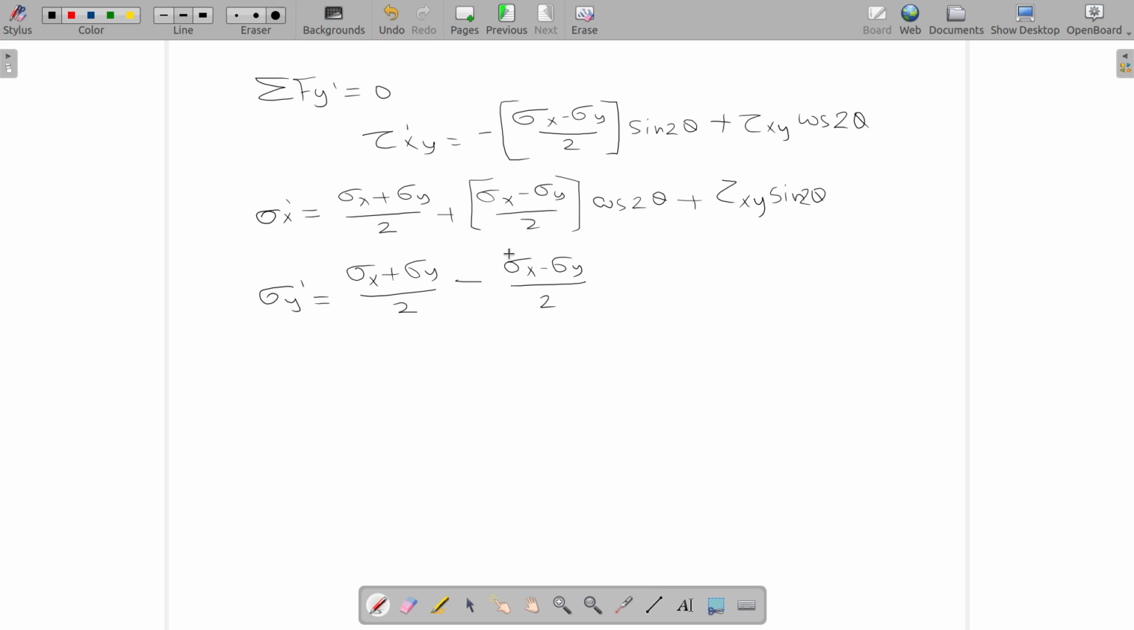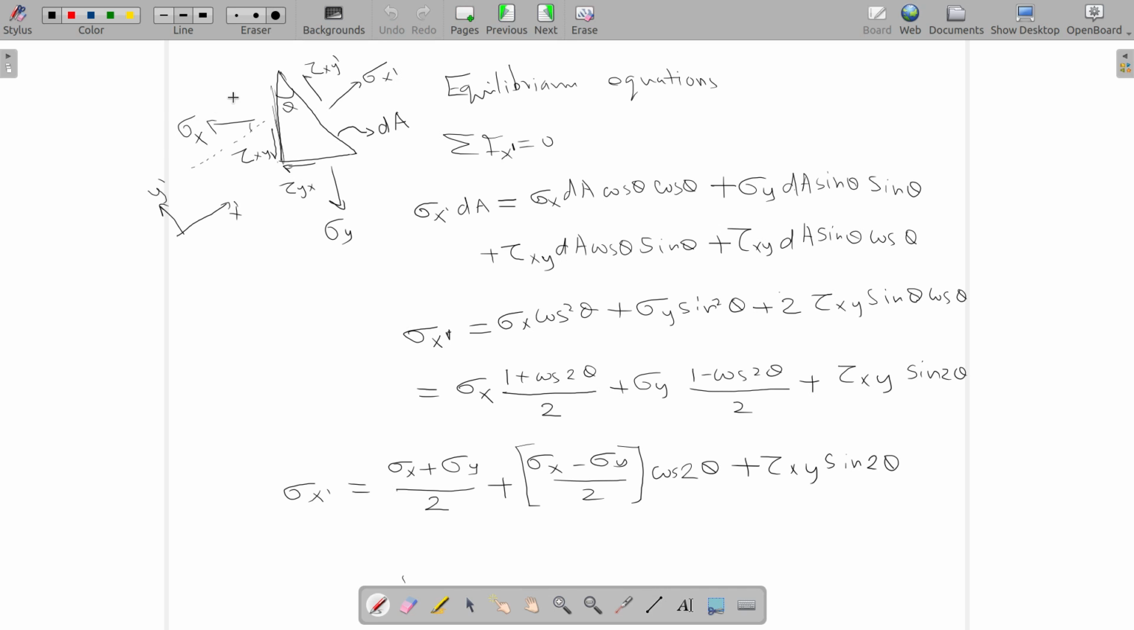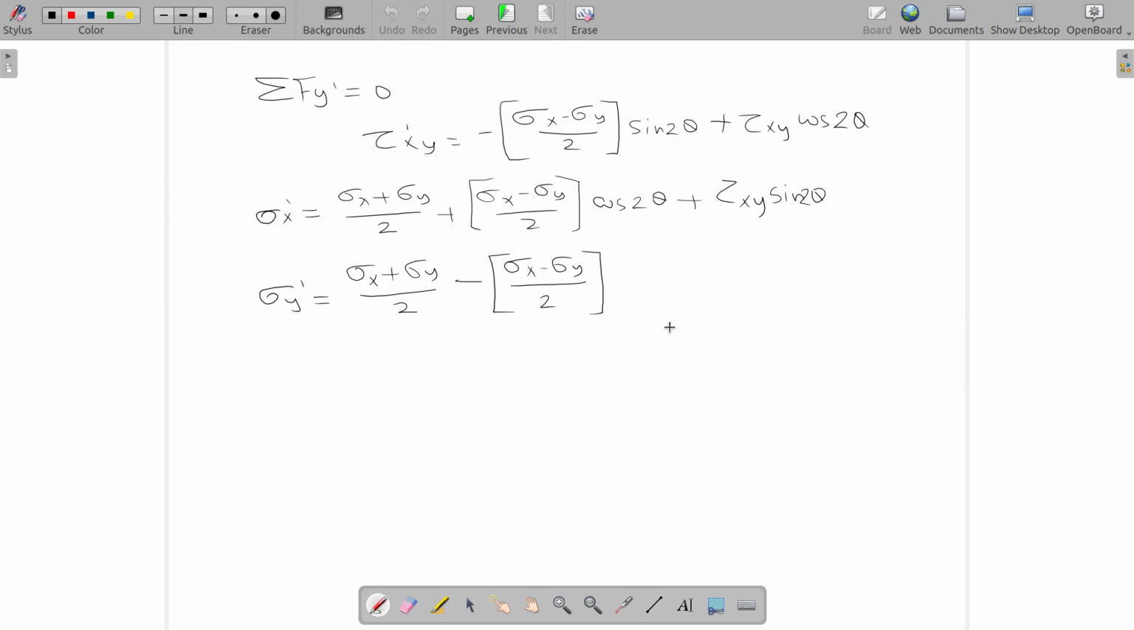So what procedure will you follow to find out sigma y dash? Sigma x dash you obtained by taking this plane. So for sigma y dash you have to take a plane perpendicular to that to cut the element and find out the equilibrium equations.